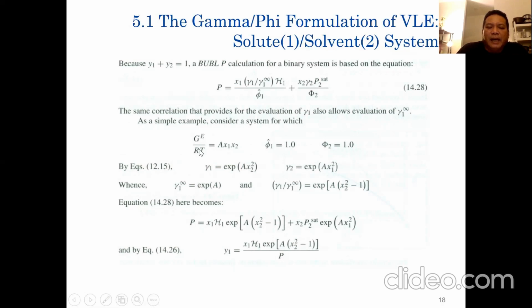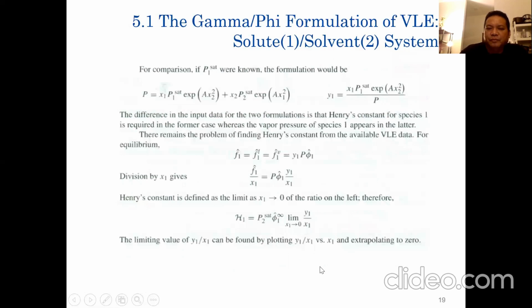And then for G^E, this is the excess. Remember, there's x1, x2. Now phi equal to 1 and phi 2 equal to 1 also, and then we can rewrite this. Using this function here, it becomes this very long equation, which includes x1 and these numbers, and x2, P2 saturated separated, and then y1 equal to this equation. Now for comparison, if P1 saturated is unknown, the formulation will be this, so we can rewrite it into this form and y1 into this form here.